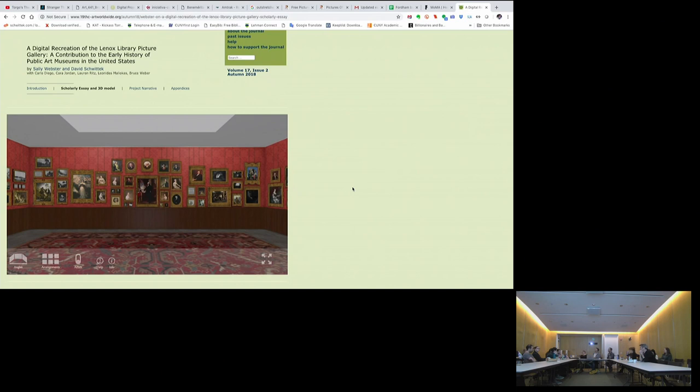And lest this be a case of, if you have a hammer, everything is a nail, it has to serve different users for different purposes. So this is nice if you have a perfectly square room and you have paintings.